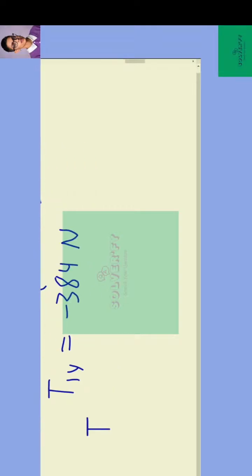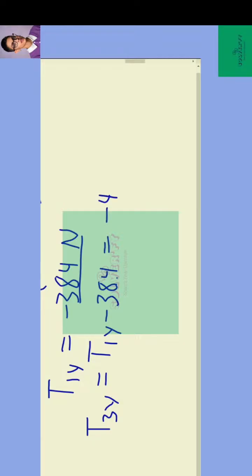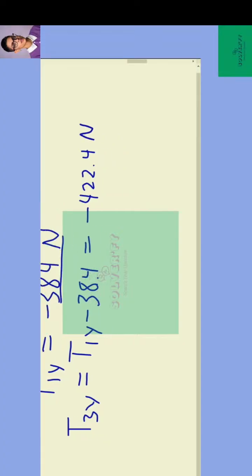Set that equal to 0. And we just solve this equation for T1y. That leaves us with T1y equals negative 384 newtons. I take our formula for T3y from before, T1y minus 38.4 newtons, using that value for T1y, and we get a T3y value of 422.4 newtons.